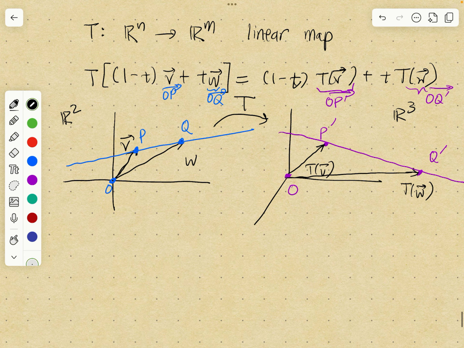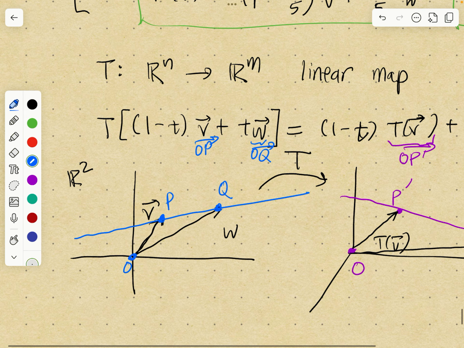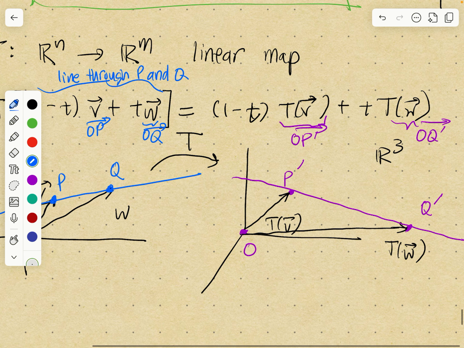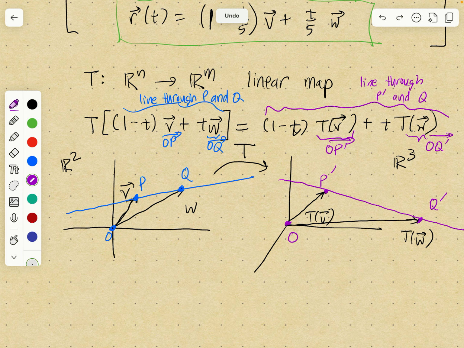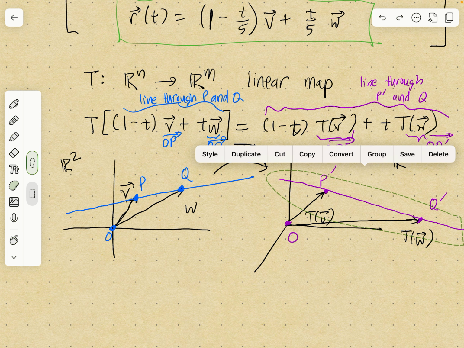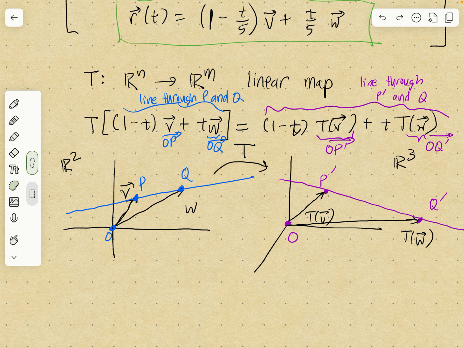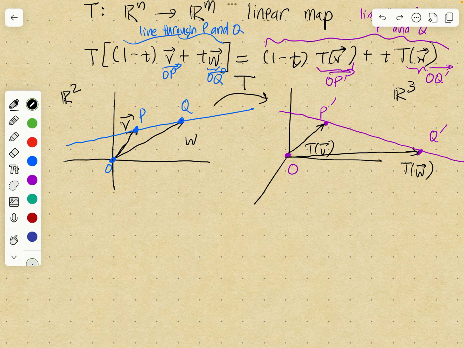So what this is saying is, okay, the thing I'm plugging in is a typical point on the line through P and Q. And what I'm getting out is a typical point on the line through P prime and Q prime. So what's going on is this blue line is going to this purple line. That's the result of plugging in all the points on this blue line into my function T.